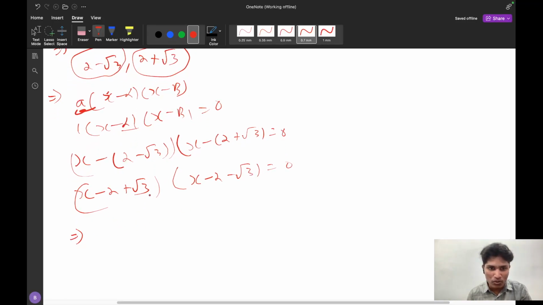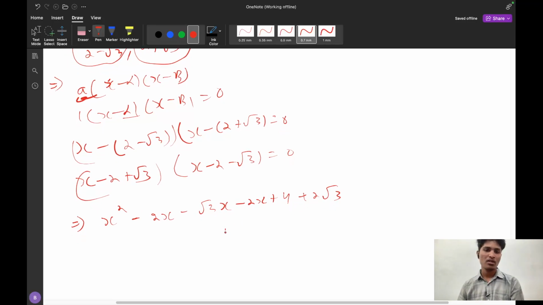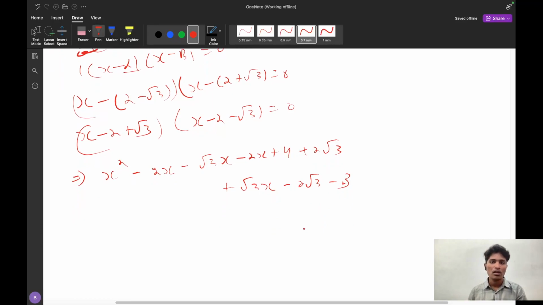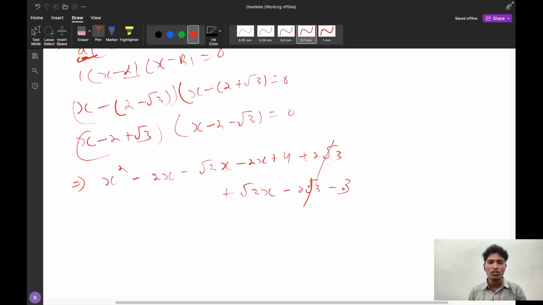Yes, simply multiply these two. If I multiply, what will I get? I will get x square minus 2x minus root 3x minus 2x plus 4 plus 2 root 3 plus root 3x minus 2 root 3 minus root 3 into root 3, which is 3 only. Now, is there any calculation? Yes. Minus 2 root 3 cancels with 2 root 3. Root 3x is cancelled with minus root 3x. That's it. x square minus 4x, and 4 minus 3 is 1, so plus 1 is equal to 0.